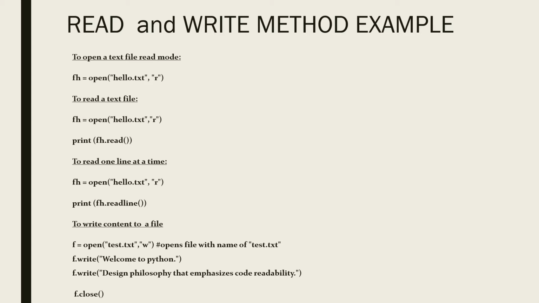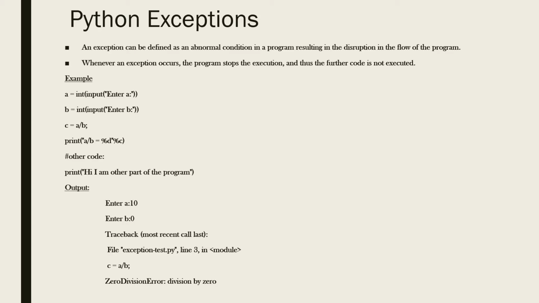Readline is a method that is used to read lines from a file. The write method is used to write content to your existing opened file. And finally, the close method is used to close the opened file.